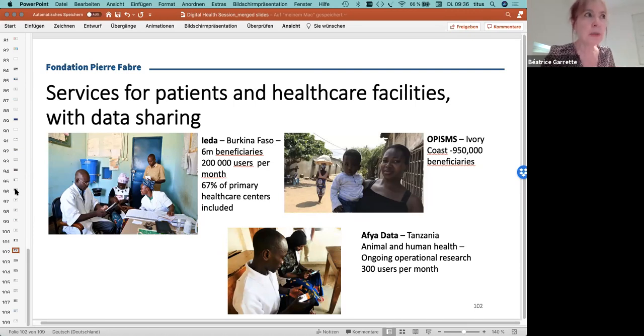And almost 70% of the primary healthcare centers are included into this program, and 80% are really using the apps and giving the information, which is now shared with the government, with DHIS2 as well. So OPSMS in Ivory Coast is about immunization, and Afya Data is interesting. It's in Tanzania, and it's led by the Sokoine University, and it's one of the rare programs which addresses both animal and human health. Next slide, please.